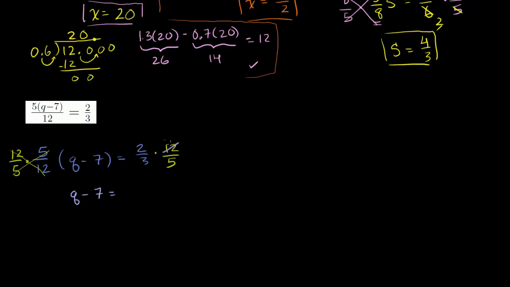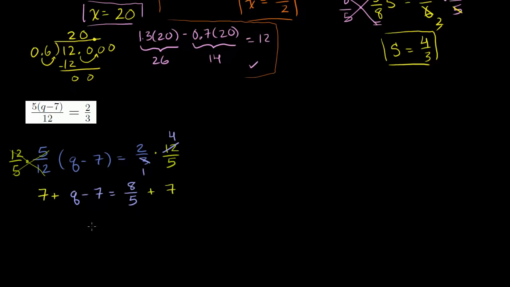If you divide the 12 by 3, you get a 4. You divide the 3 by 3, you get a 1. So 2 times 4 is 8/5. And now we can add 7 to both sides of this equation. So let's add, I want to do that in a different color. Add 7 to both sides of this equation. These two 7s cancel out. That was the whole point of adding the 7.